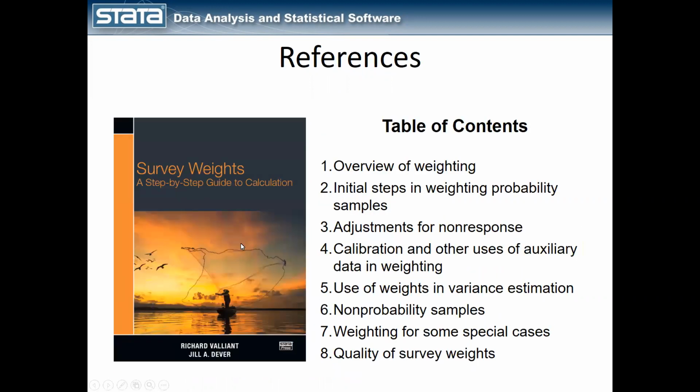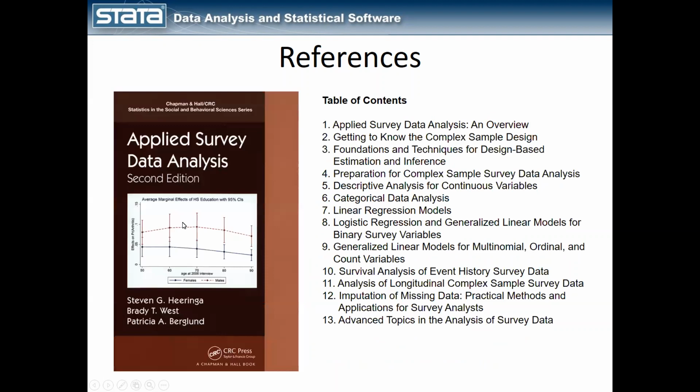I'd show off some of my favorite books in here. One is the Valliant and Dever. They wrote this for the Stata Press, our publishing arm, and it has a lot of information on post-weighting techniques like raking and things like that, adjustments for non-response. So that's available through Stata Press.